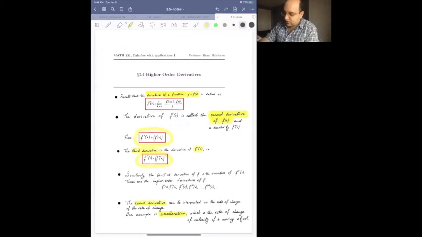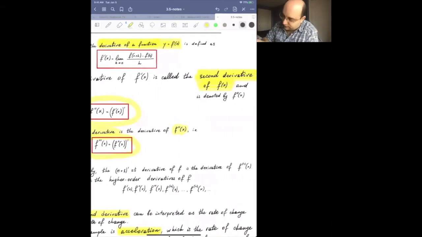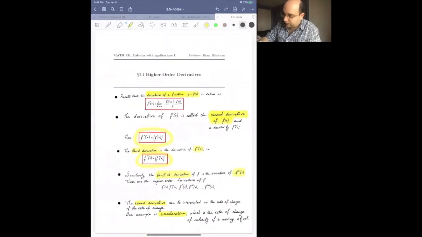In general, the n plus first derivative is defined as the derivative of the nth derivative. For instance, if we want to define the 100th derivative, that's the derivative of the 99th derivative. So we have a lot of different derivatives. So why do we do that?